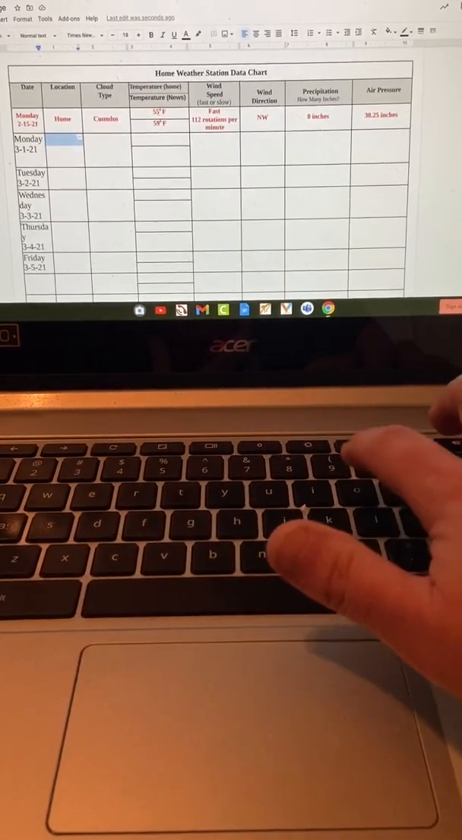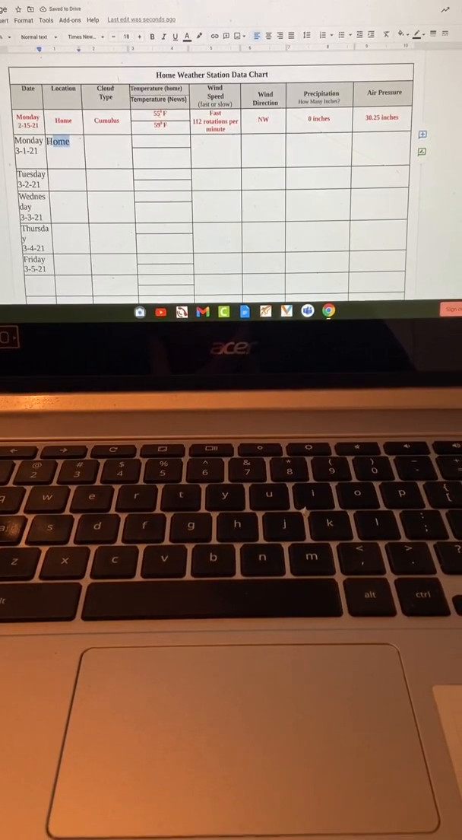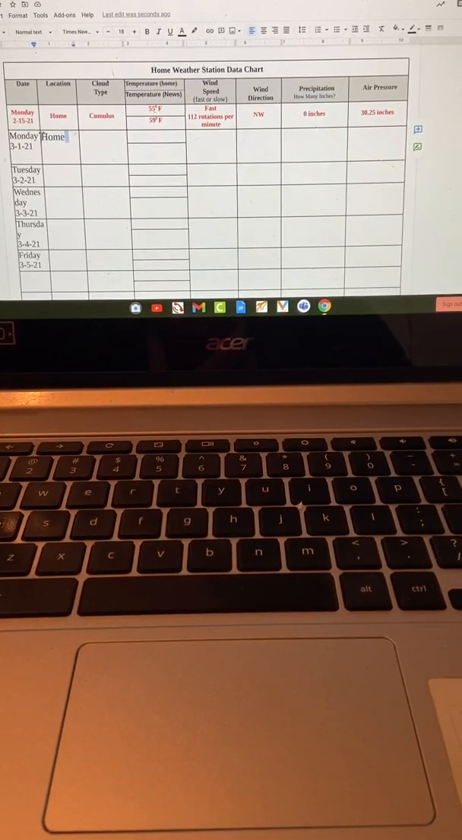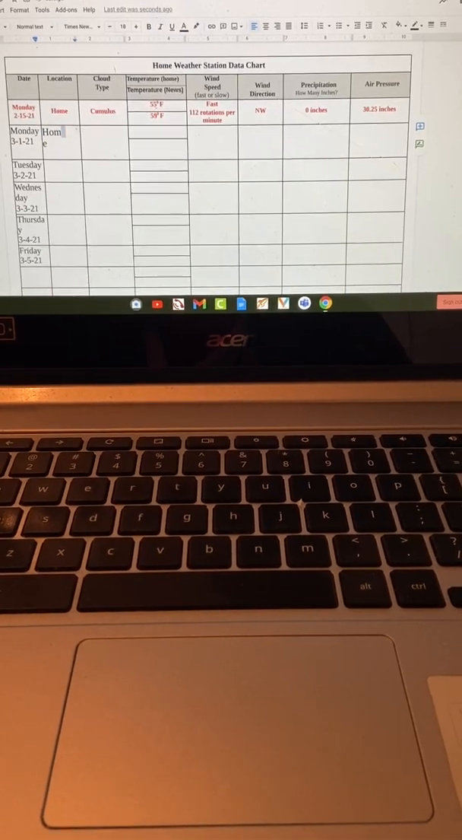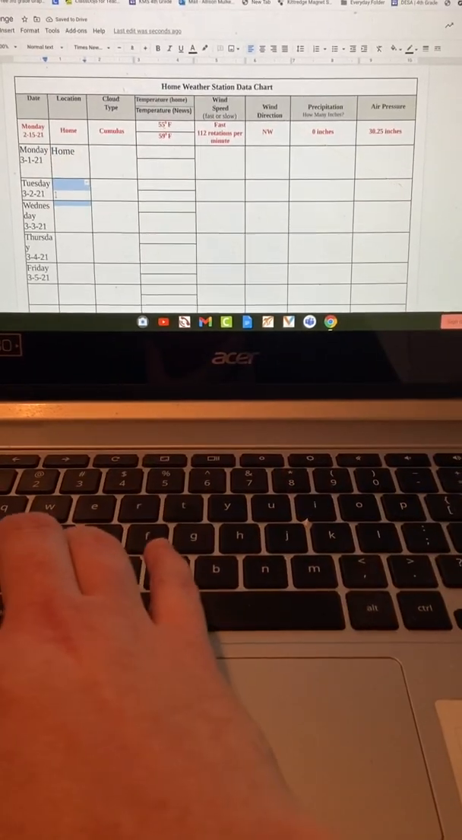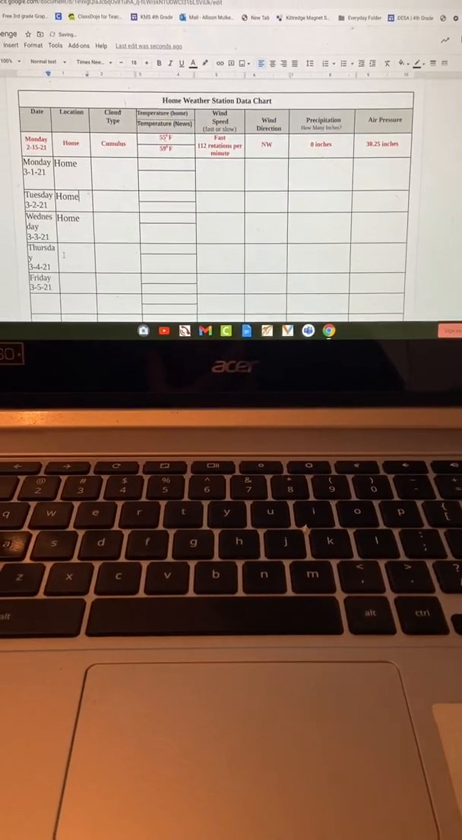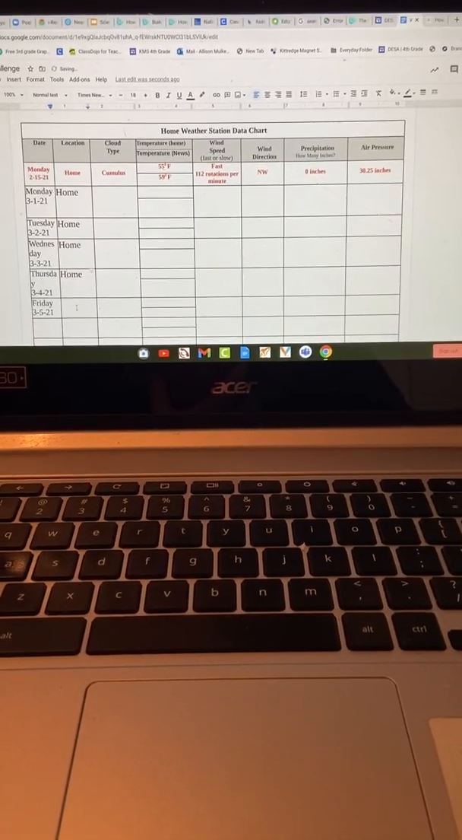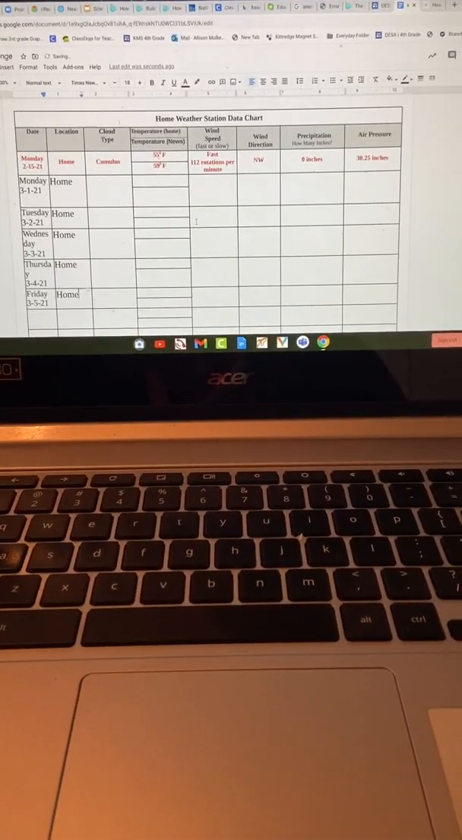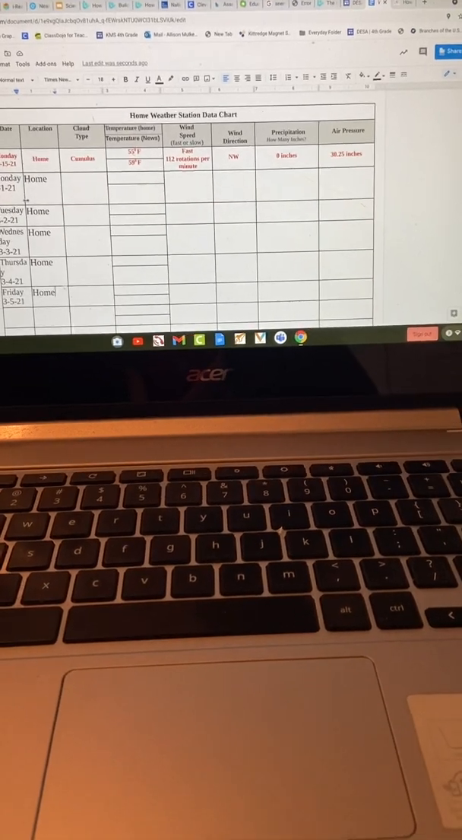And our location most likely is home for the whole time, because remember, you don't really want to be moving your weather station around too much. Sorry, I'm trying to just do a simple copy and paste. Okay. And now we're pretty set for the whole week. So let's pretend that the data we recorded today was from Monday, 3/1.